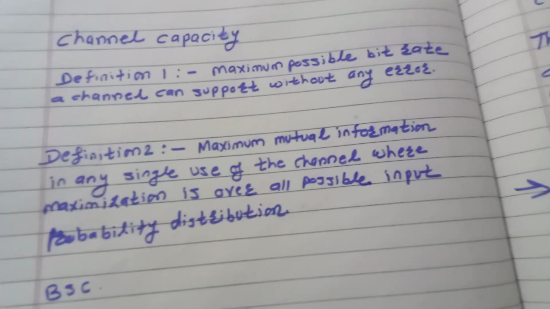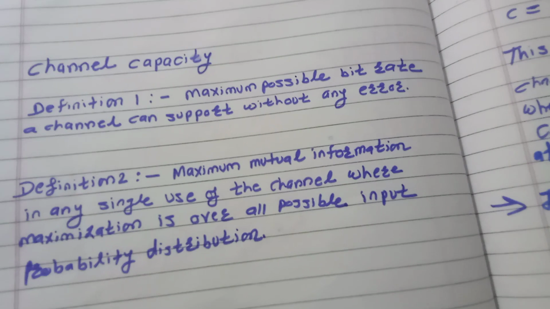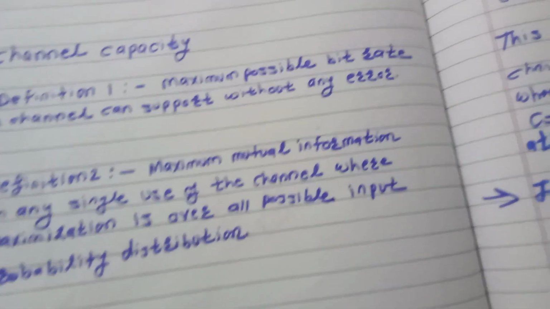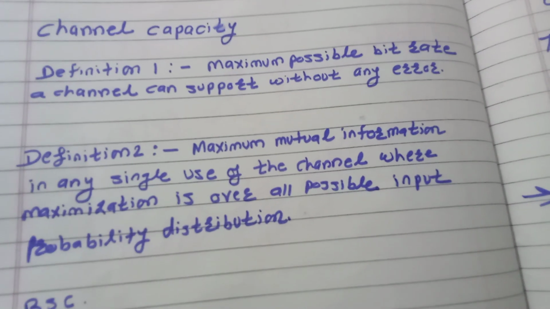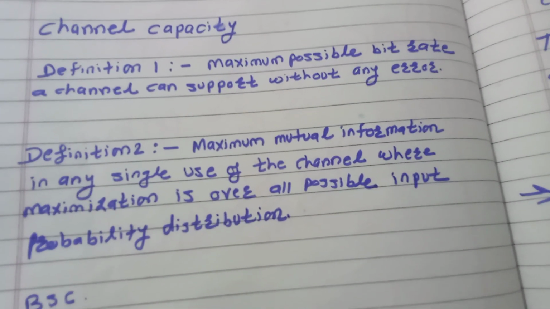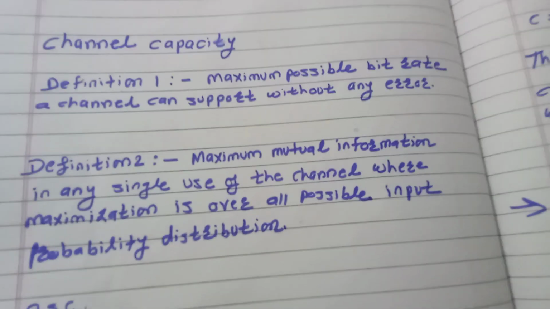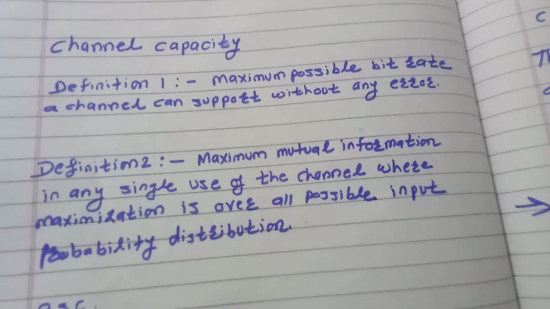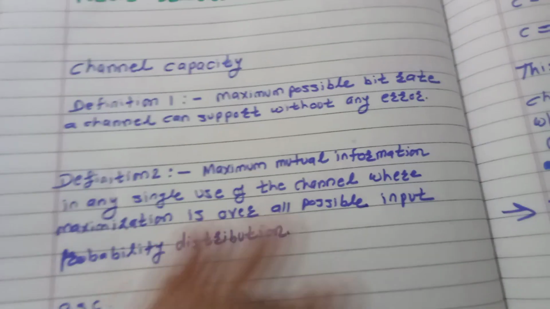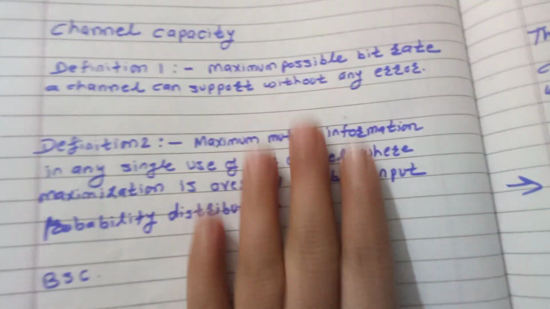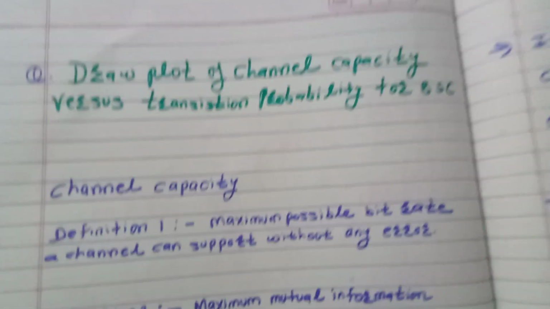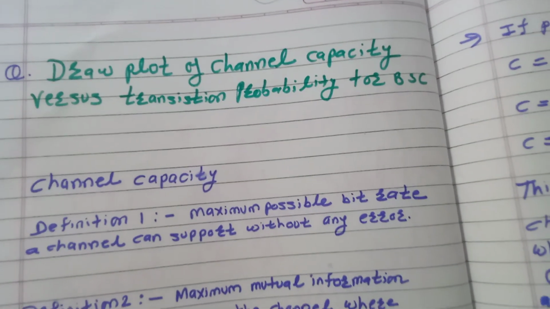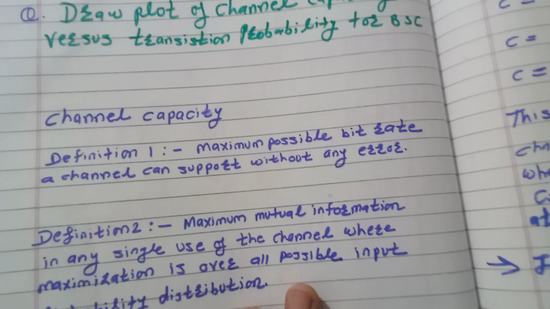We can say mutual information between x and y is how much information we get about x when we receive y. So that is mutual information between x and y. So these are the definitions for the channel capacity. So today's topic is to draw the plot between capacity and the transition probability.